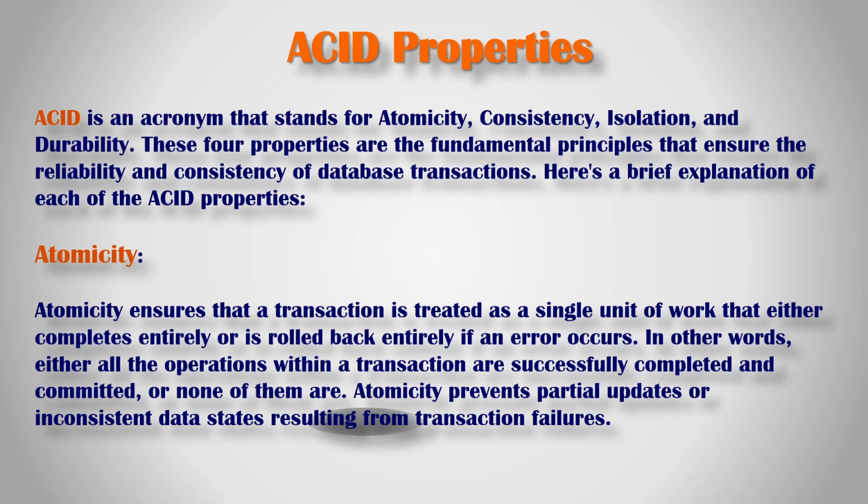Atomicity. Atomicity ensures that a transaction is treated as a single unit of work that either completes entirely or is rolled back entirely if an error occurs. In other words, either all the operations within a transaction are successfully completed and committed, or none of them are. Atomicity prevents partial updates or inconsistent data states resulting from transaction failures.